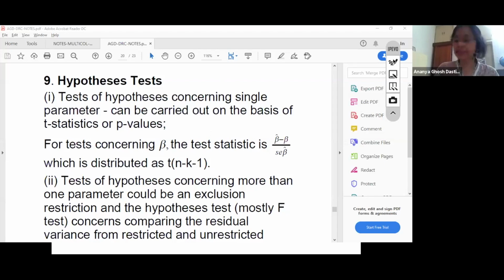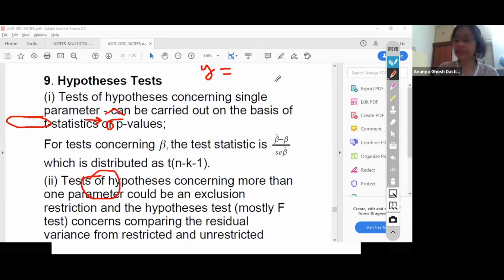My model, just to remind you, is y is equal to alpha plus beta x plus u, where y is an observable random variable, x is an observable random variable, and u is an unobservable random variable. So they are all random variables. What is alpha and beta? Alpha is an unknown parameter, so is beta. So what shall we test hypothesis about? Obviously, we're going to test hypothesis about the unknown parameters.